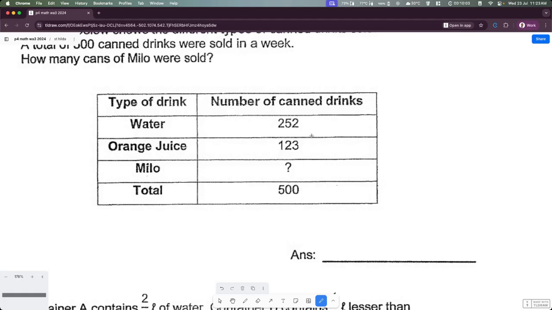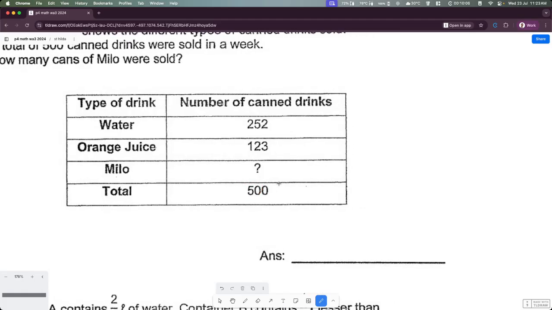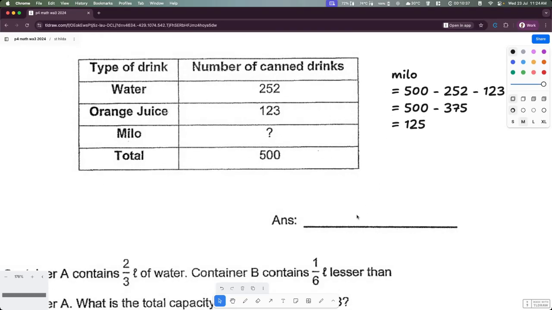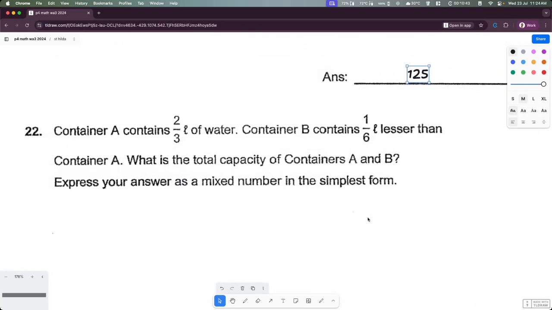So what we can do is simply minus from the total. So Milo is equal to 500 minus 252 minus 123. Usually I'll just add the non-100 so it's easier to calculate. So should this be 375? Then if we minus, there should be 125 in this case over here. So that's the answer. So Milo itself is 125 canned drinks. I love Milo. All right, let's move on to the next question.